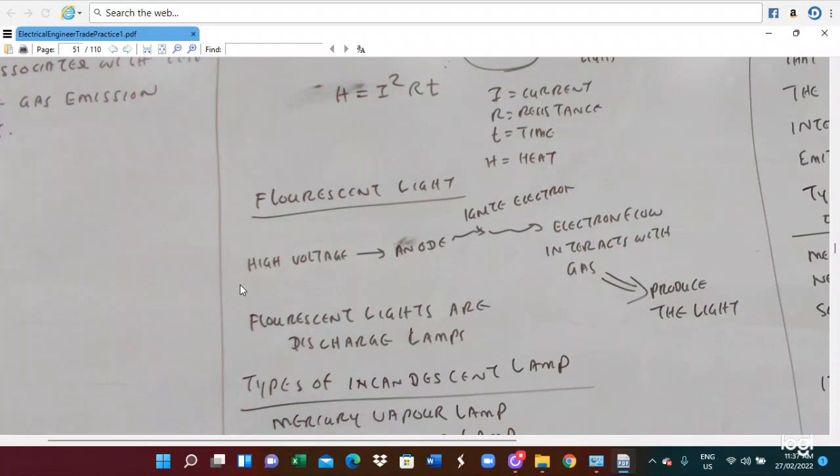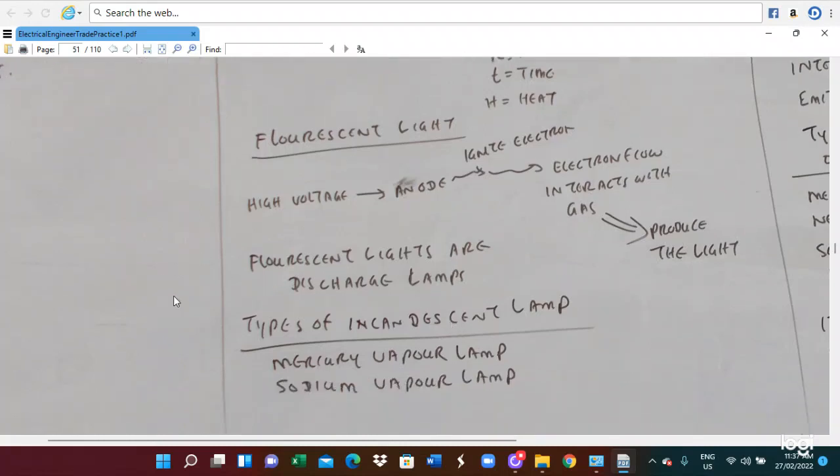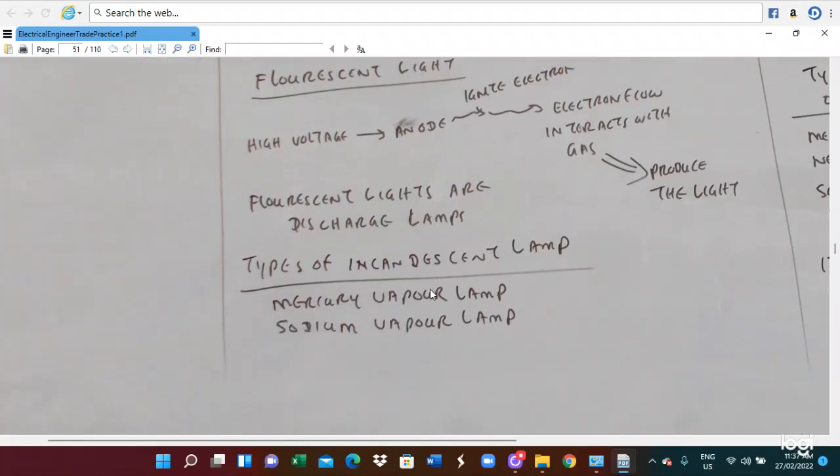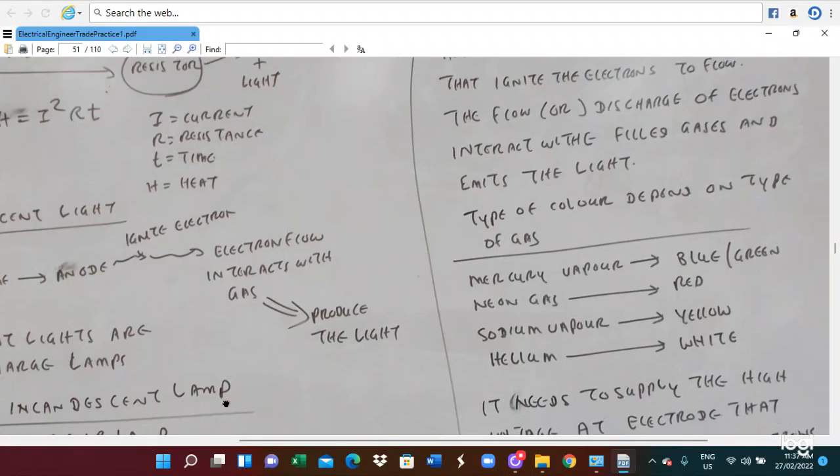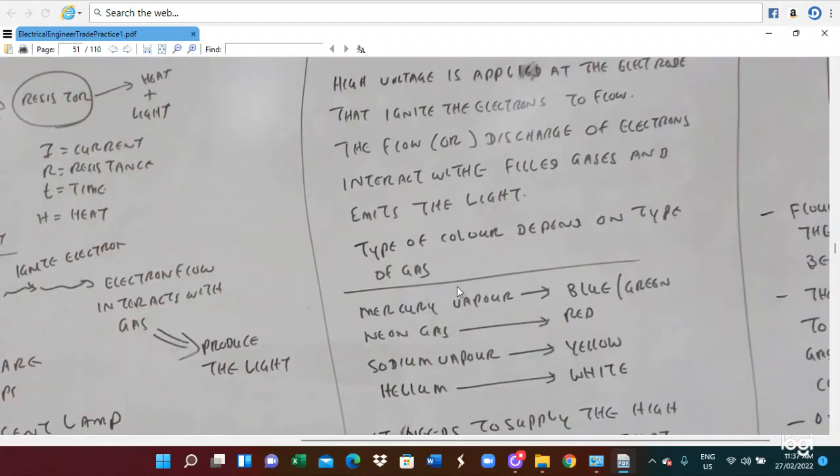High voltage is applied to the anode and ignites the electrons. Electrons flow and interact with the gas and produce a light. So this is a flash and lighting. Flash and lights are the discharge lamp. They are a type of the incandescent; flash and lights are the mercury vapor and sodium vapor light.